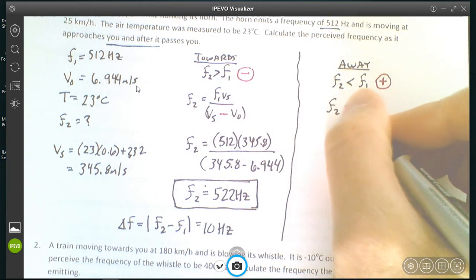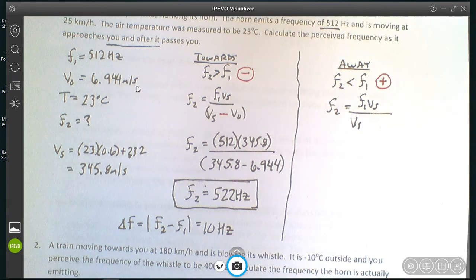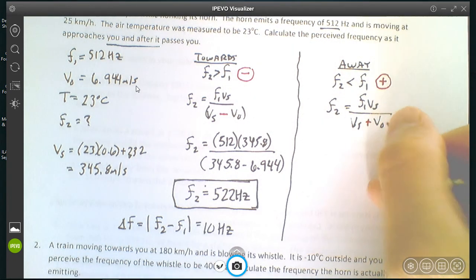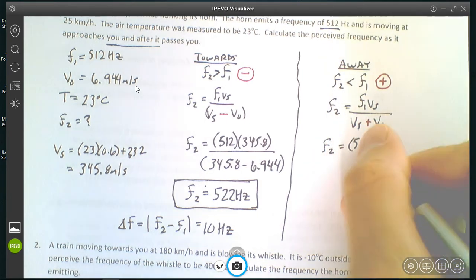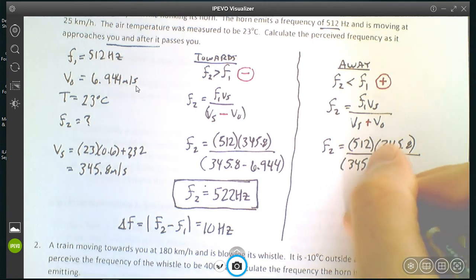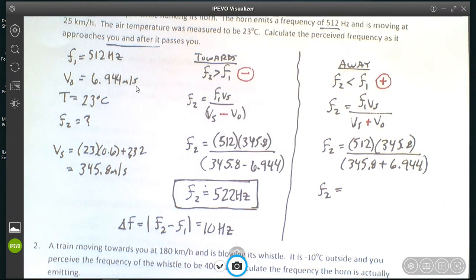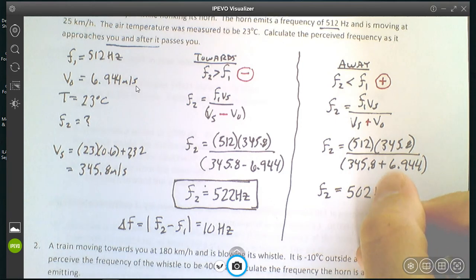We write out the equation like this. Vs plus, my pen is dying a bit, so sorry about that. And we go F2. So now it's 512 times 345.8 all over 345.8 plus 6.944. And F2 is, and we just plug it in. I like to do the denominator first, so I do 345.8 add 6.944, and I get a value. I invert it, then I multiply by 512, and then I multiply by 345.8. And I get 502. This is what I was talking about. In the other equation, the calculation was off.